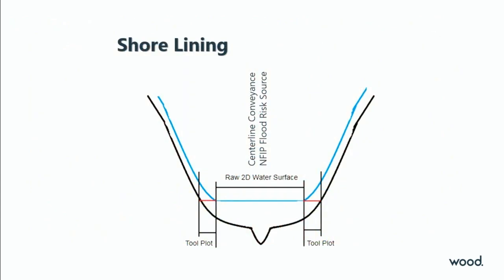Basically, the green floodplains on the previous map is taking that elevation along that center line conveyance of the NFIP risk source and then just running that elevation flat into the topography and setting the special flood hazard area equal to that, as opposed to clipping at a particular depth around the edge of the floodplain.